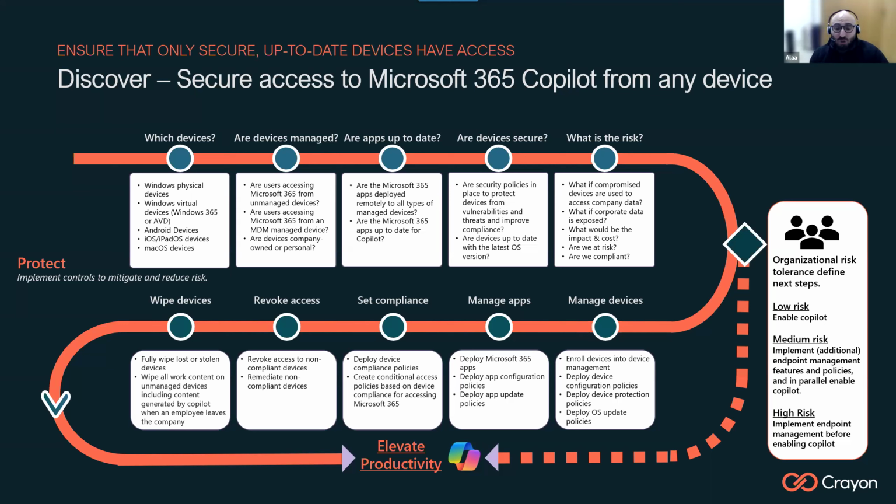Finally, you have to have a policy to wipe the devices and ensure data security. So fully wipe a lost or stolen device to prevent unauthorized access to company information. Additionally, wipe all work-related content, including data generated by Copilot.